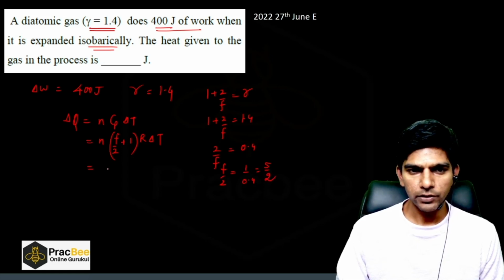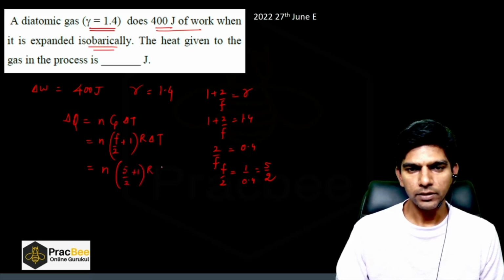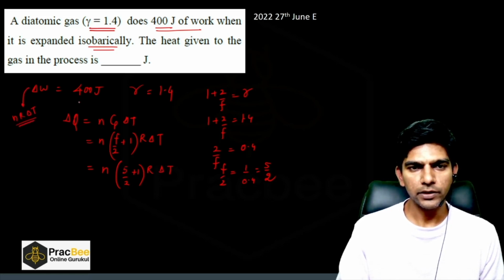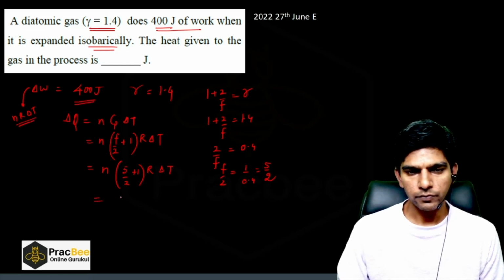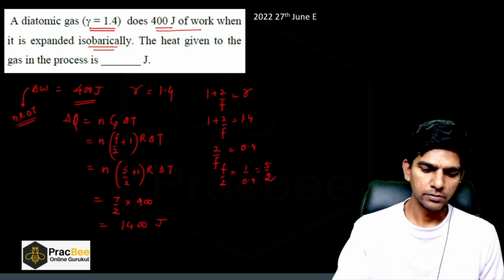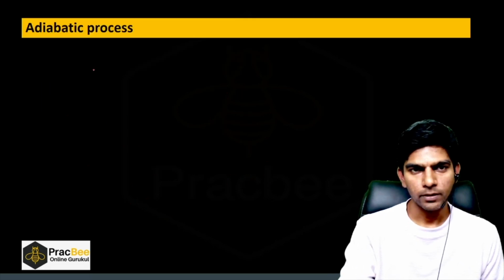So I can put this value here. So n times 5 by 2 plus 1 times R delta T. And we know that in case of an isobaric process, work done is given as nR delta T. So nR delta T value is 400 joules. So it will be 7 by 2 times 400. So that will be 1400 joules. So 1400 is the answer.